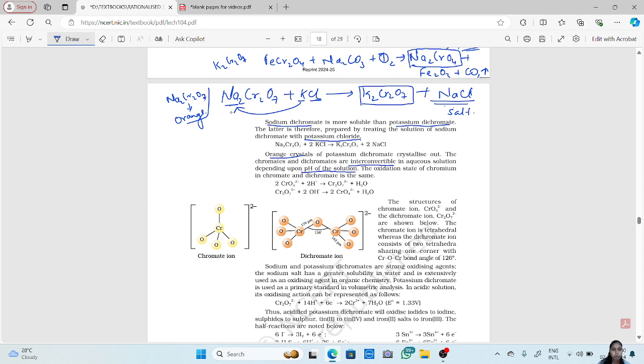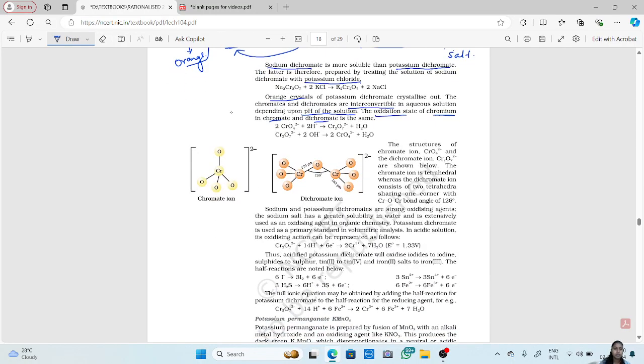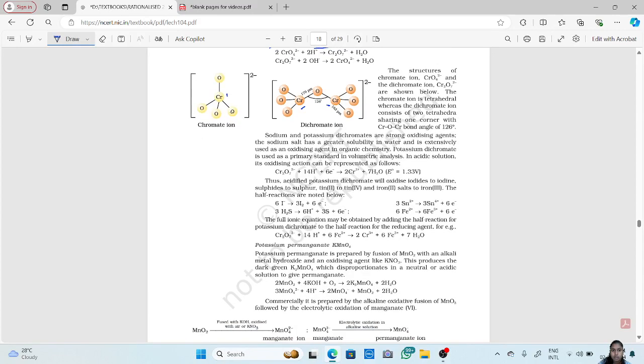The oxidation state of chromium in chromate and dichromates is the same. So the oxidation state of chromium will remain the same in chromate as well as in dichromate also. This is a chromate ion and this is a dichromate ion. So you can see there are two chromium and this is only one chromium. Okay, so these are the structures of chromate and dichromate. Sodium and potassium dichromates are strong oxidizing agents. Whether it is sodium or potassium, both dichromates are strong oxidizing agents.